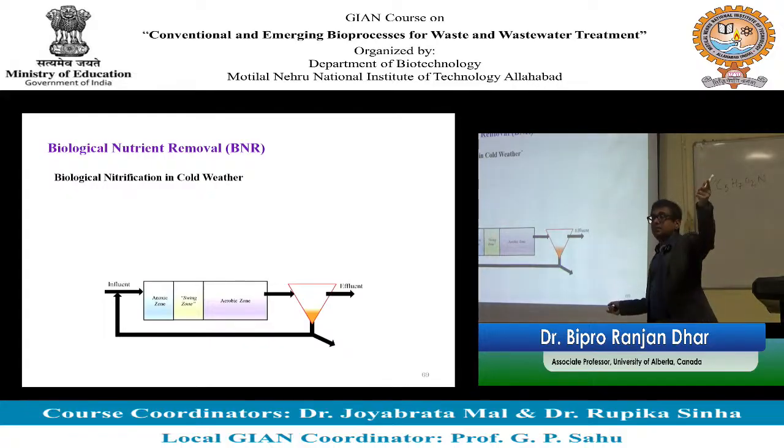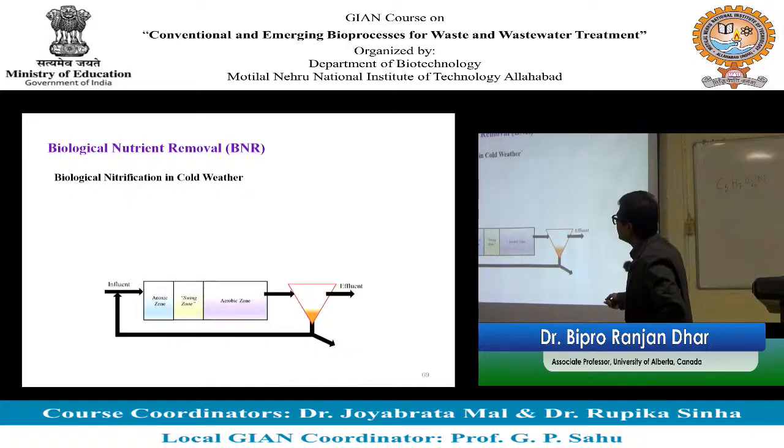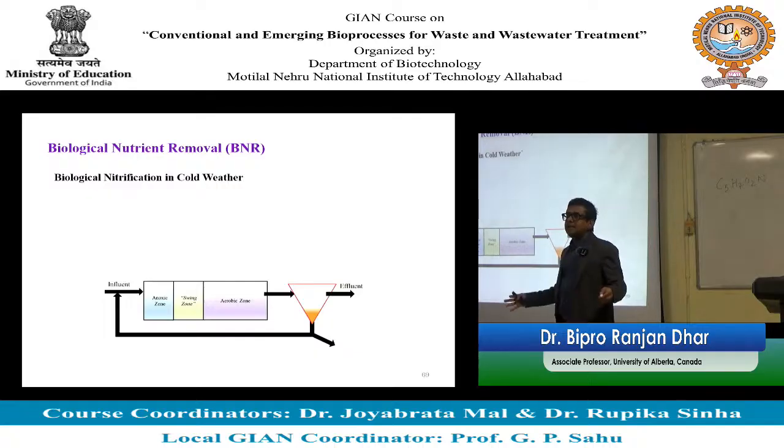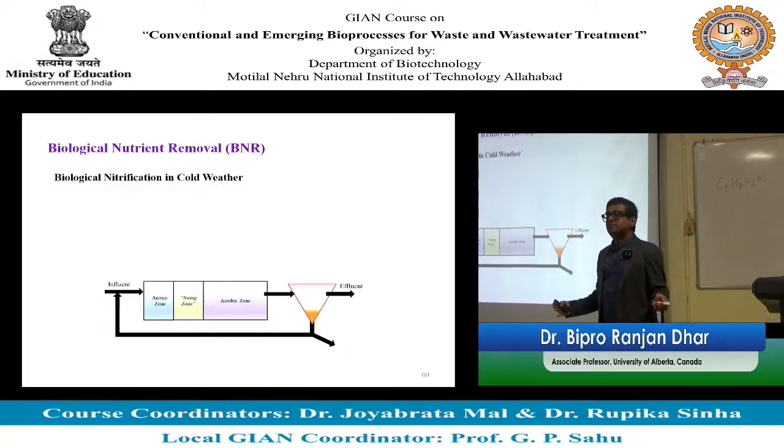You remember in the very first or second slide today I was mentioning, they create different zones. One is an anoxic zone, so this is for denitrification, and one is an aerobic zone. The aerobic zone is for nitrification plus BOD removal. In between they have another tank, or another area. They call it the swing zone.